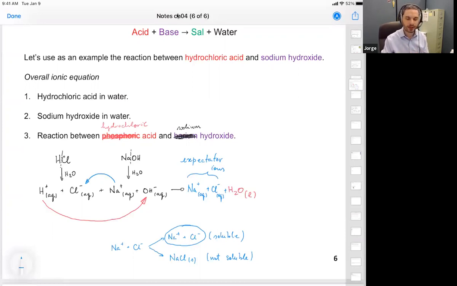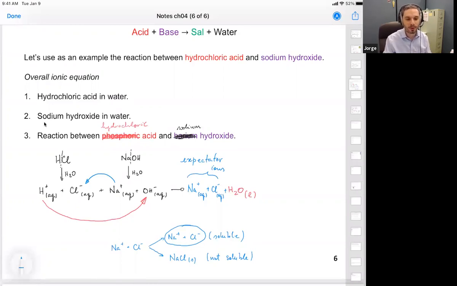So the trick here when you are dealing with overall ionic equations is first dissolve the acid in water, producing H plus and an anion, okay? So let's do like a pre-reaction. The same thing for the base, always going to produce hydroxyl and a cation. Now that you know all the ions, you are going to combine positive with negative.